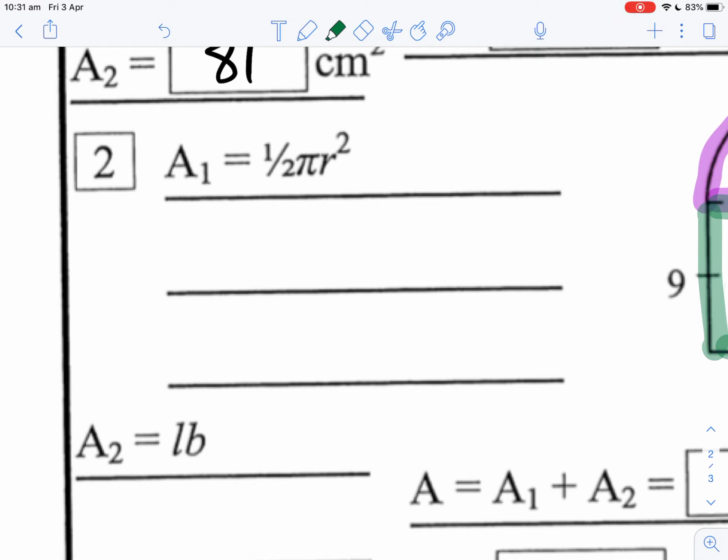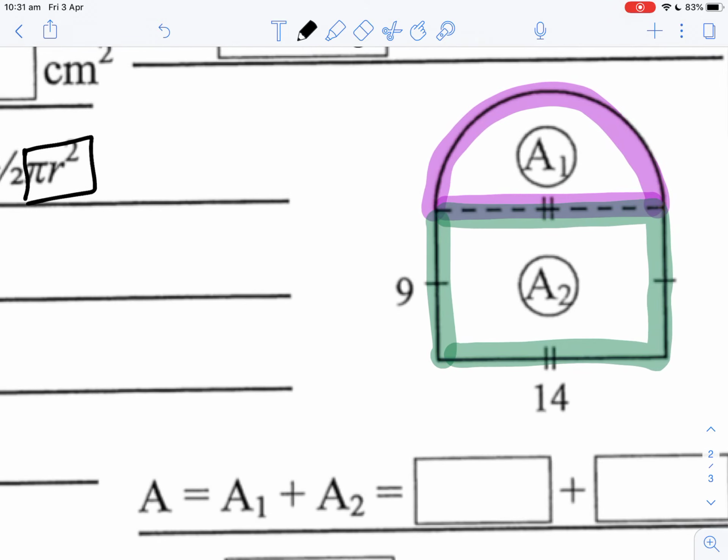So let's have a go over here. They've prompted you with the half times pi times r squared. Pi times r squared is your full circle. We're timesing it by half here because we've only got half a circle.